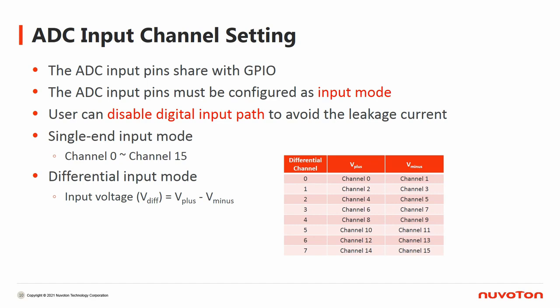In addition, there are two input modes for ADC input channel. One is single-end input mode. The other is differential input mode. When the single-end input mode is chosen, the input voltage is the value measured from each channel. When the differential input mode is chosen, the input voltage would be the difference between V plus and V minus.